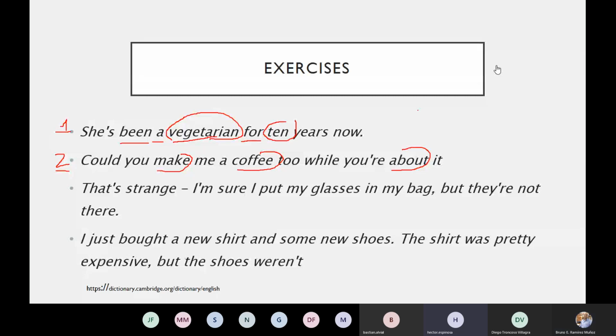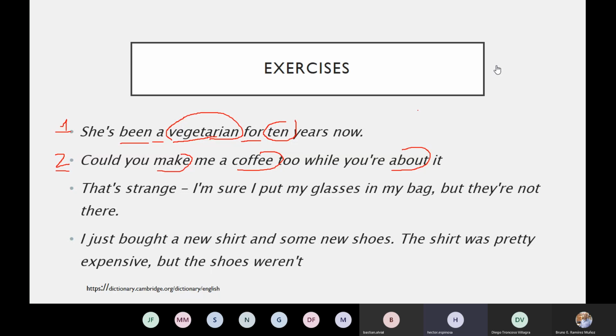That's strange. I am sure I put my glasses on my back, but they are not there. That is strange. I am sure I put my glasses on my back. They are not there. That is strange. I am sure I put my glasses on my back, but they are not there.